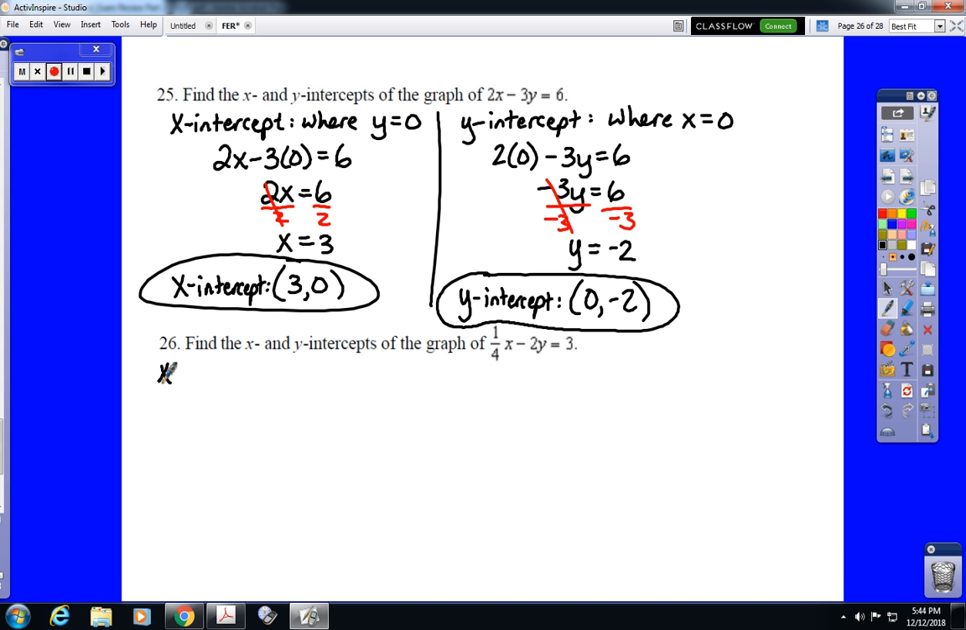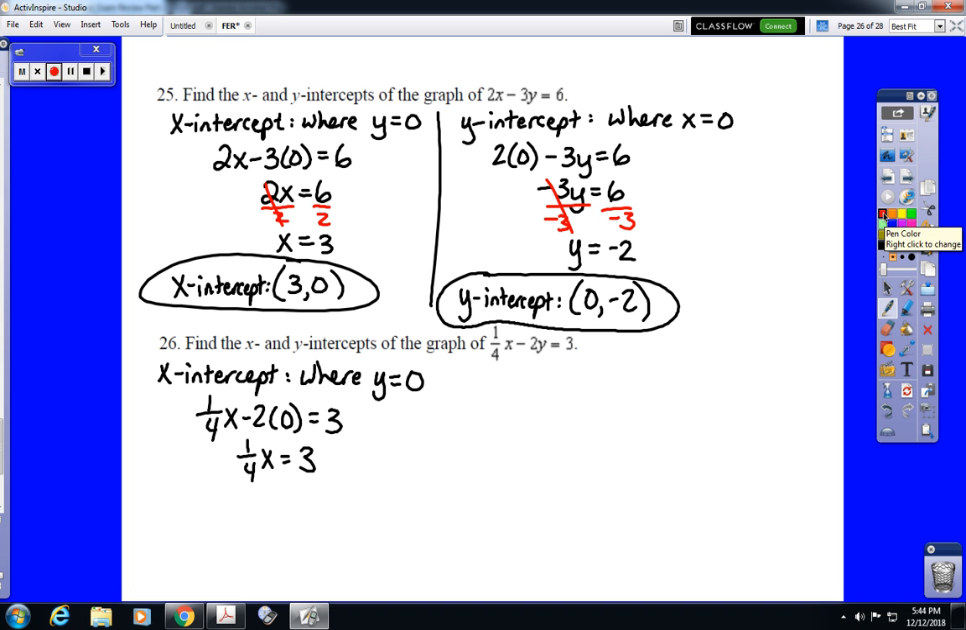So again, for the x-intercept, that is where y equals 0. So we plug in a 0 for y, which makes the y term drop out. 1/4 x equals 3 means we're supposed to be multiplying each side of that equation by 4, which would cancel the fraction and give us that x equals 12 when y equals 0, which means the point (12, 0) would be the x-intercept.